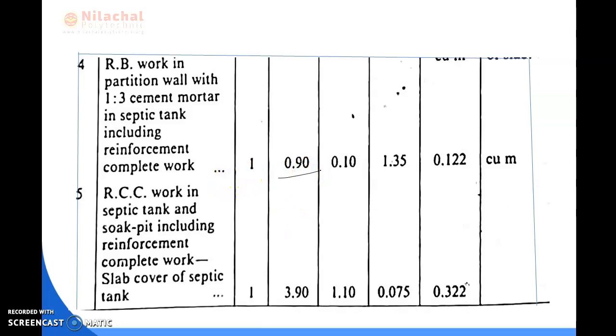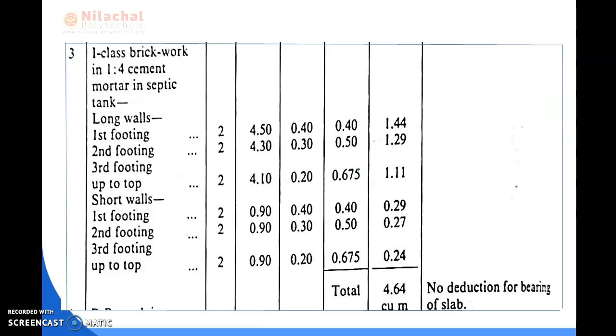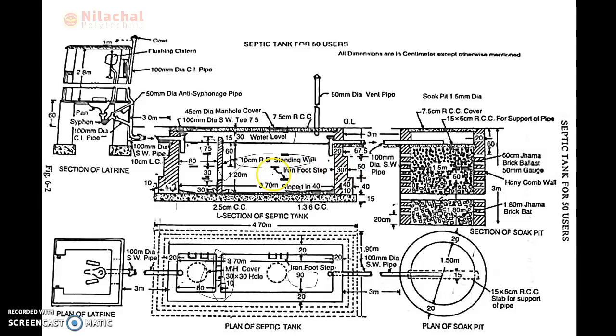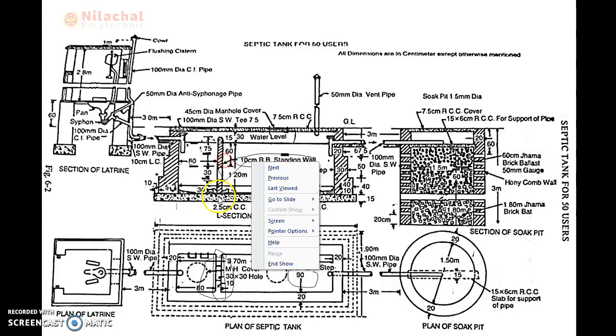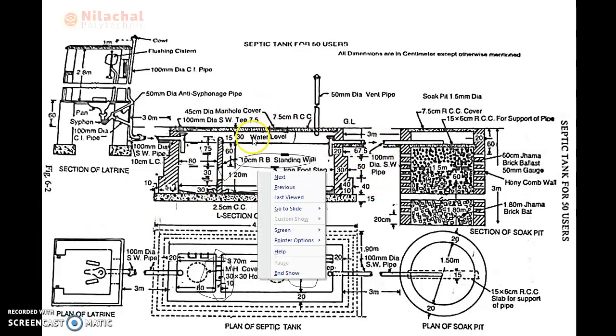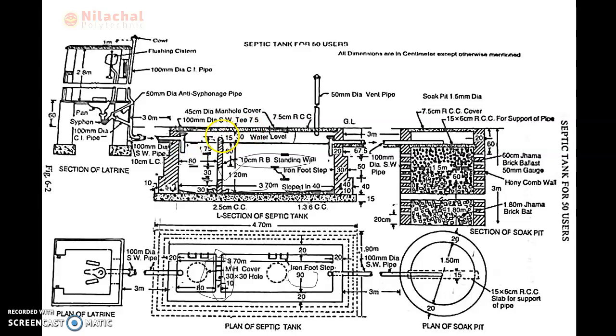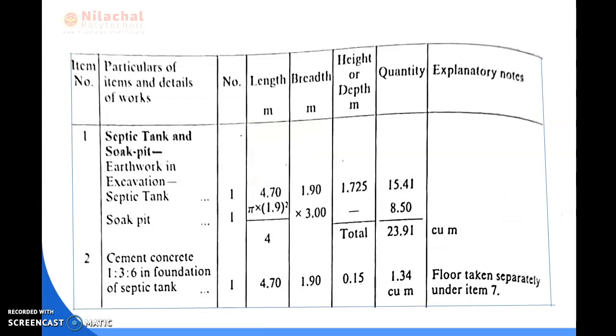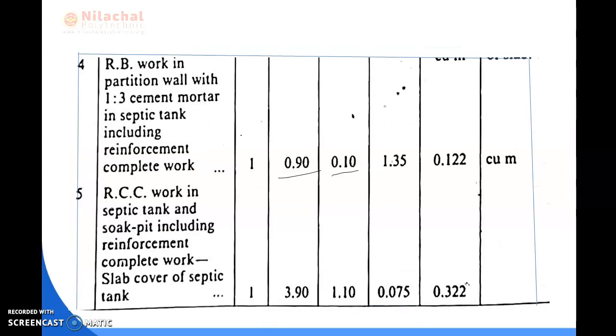Now what is the breadth? The RB wall thickness is 0.1, so the breadth is 0.1, clearly indicating the 10 centimeter RB wall. The height we calculate from this point to this point. This distance is clearly indicated as 120 centimeter, and after that this distance is 15. So 120 plus 15 is equal to 135. The height of the RB wall is 135 centimeter or 1.35 meter.